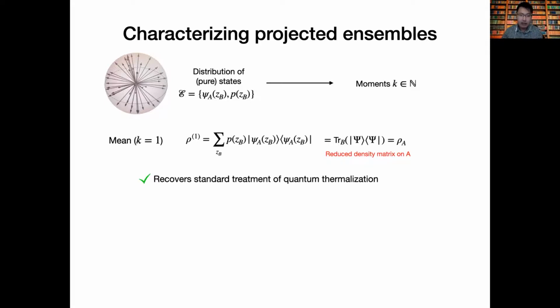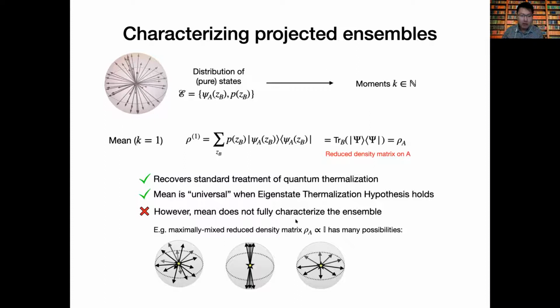And therefore, this framework of projected ensembles recovers the standard treatment of quantum thermalization, which is good because then we have statements of universal behavior for the mean, at least insofar as we believe that ETH holds for cases like quantum quenches in quantum chaotic systems. But we also know that the mean does not fully characterize the ensemble or any distribution.